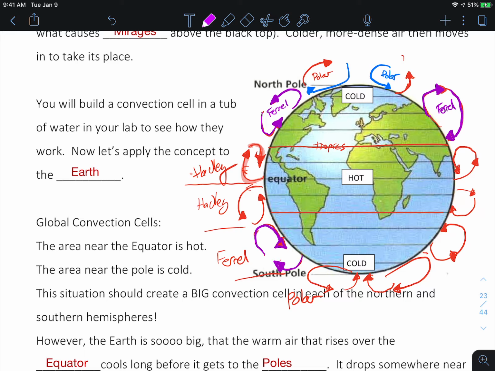Notice that the polar and Hadley cells are moving in the same direction. In this example, they are moving this way and this way, so we call that clockwise. But the Ferrel cell is moving counterclockwise.